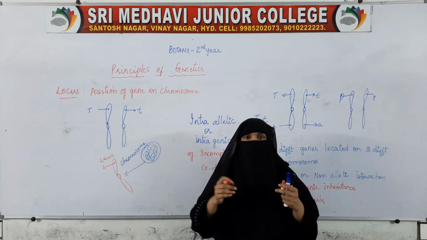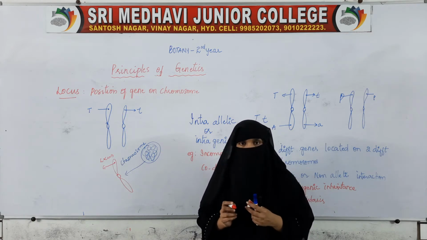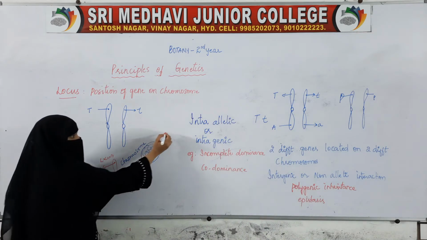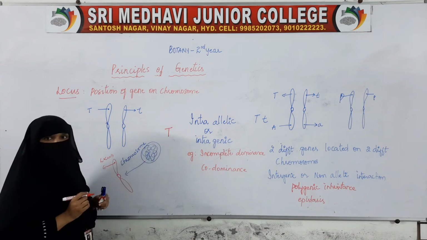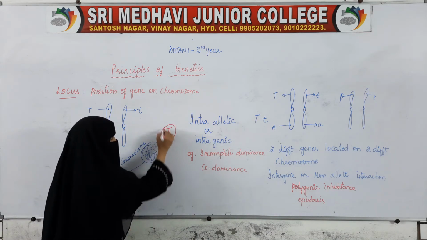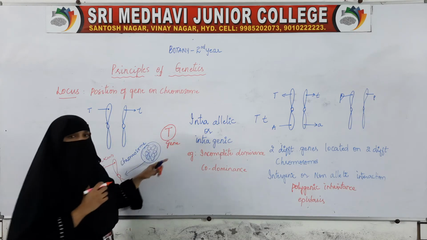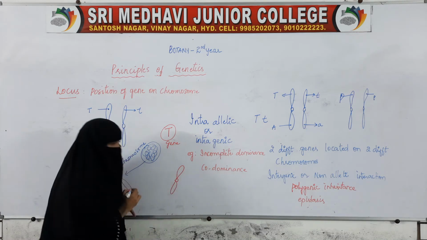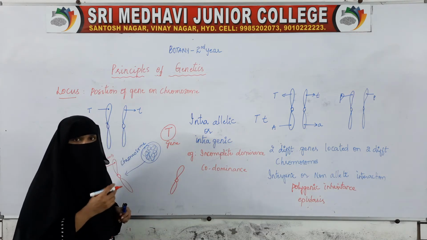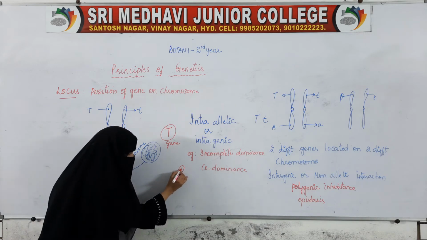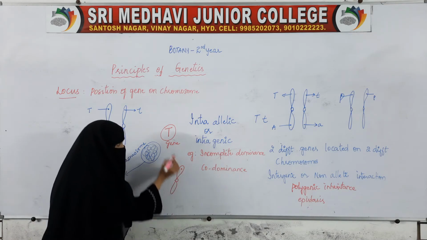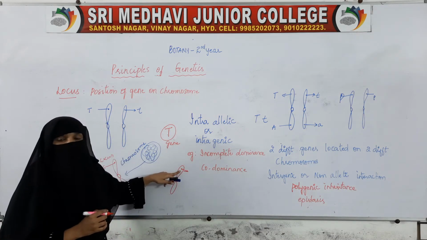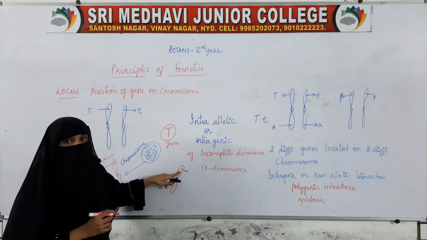For example, tallness is a character. Tallness is represented by the letter T. This tallness of the plant is because of a gene. For example, this is a chromosome, and this is the place or location where this tallness gene is located.